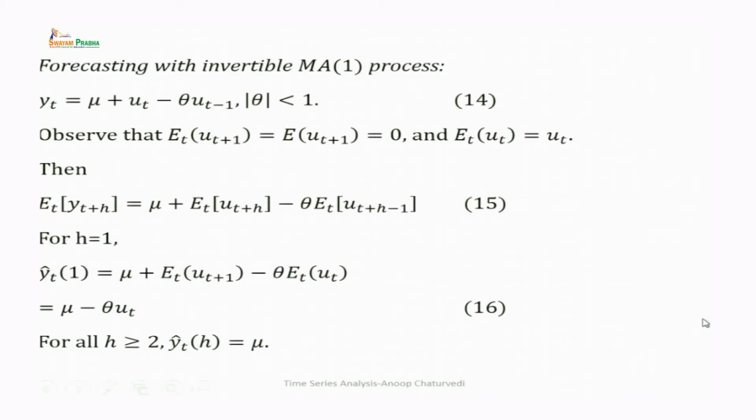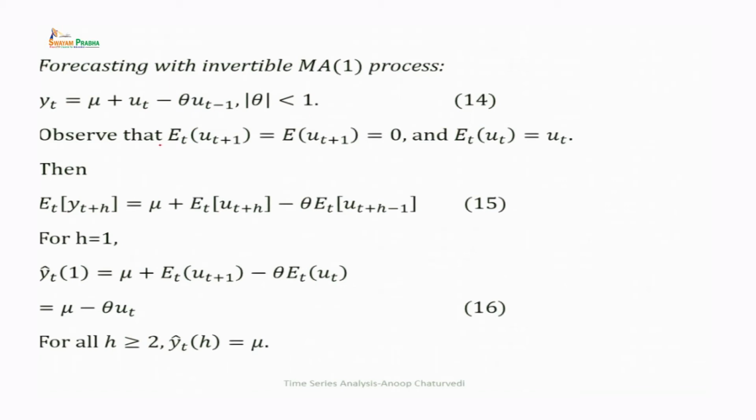Now, we come to the invertible MA process. So, you have this MA process y_t equal to mu plus u_t minus theta u_{t-1}. Again, for invertibility, we assume that the modulus of theta is less than 1, so that the process is invertible.